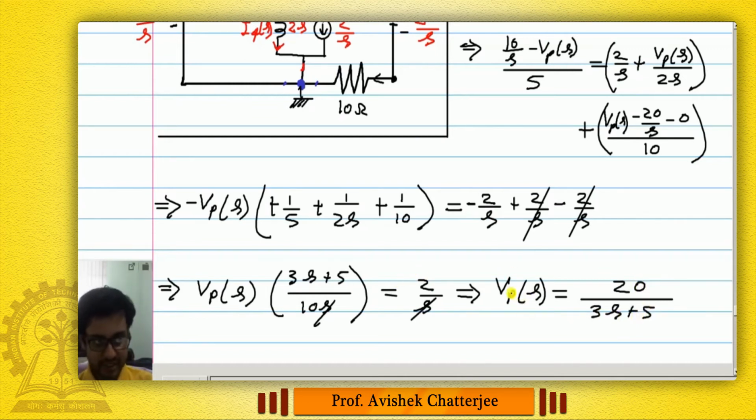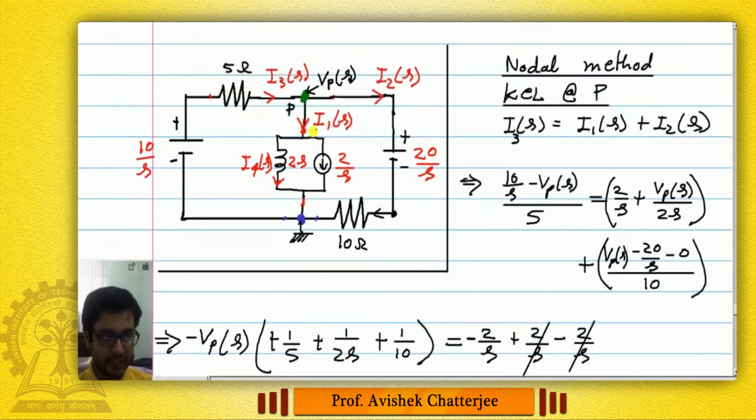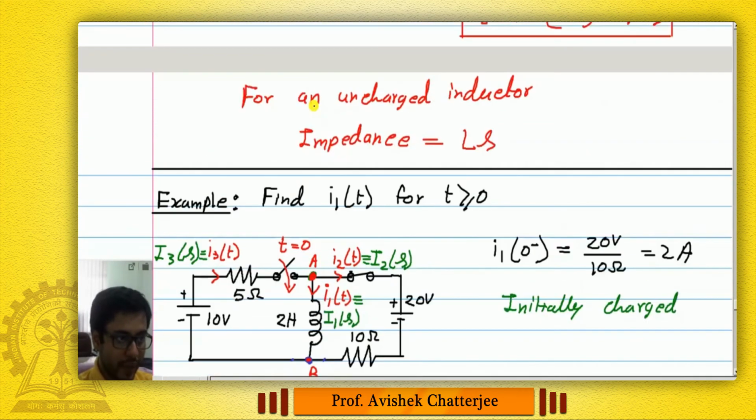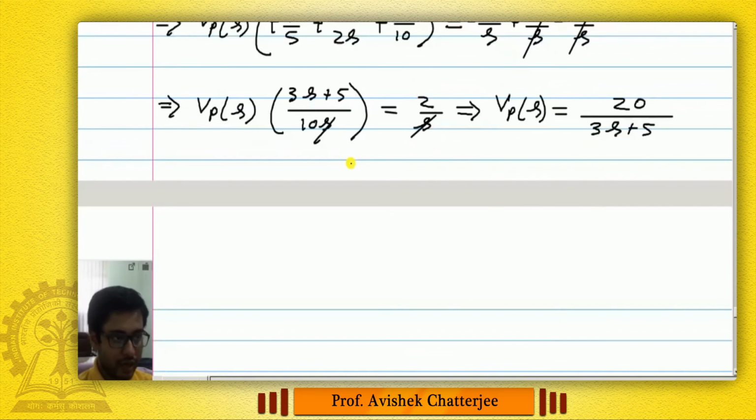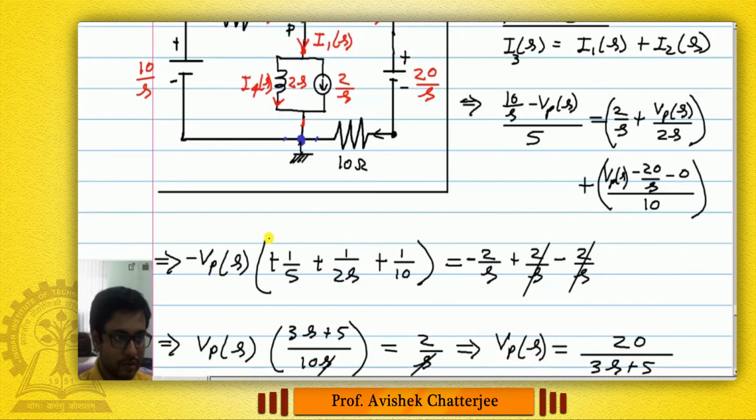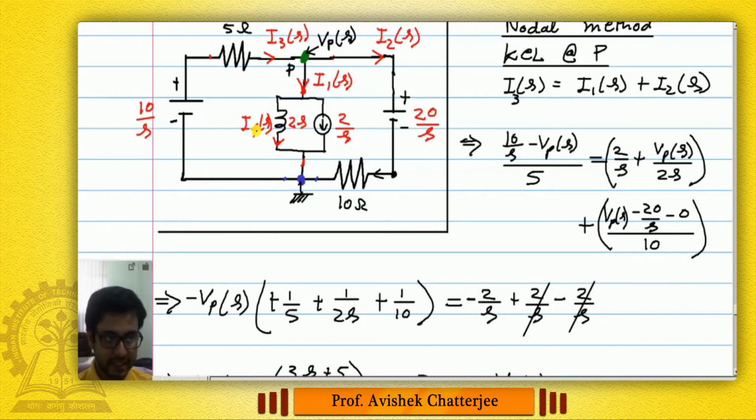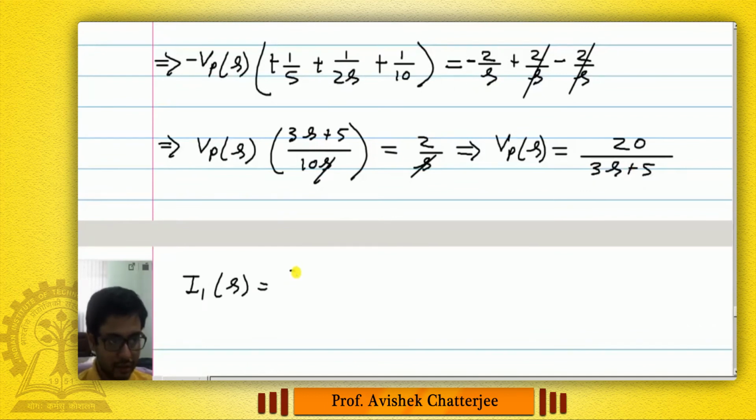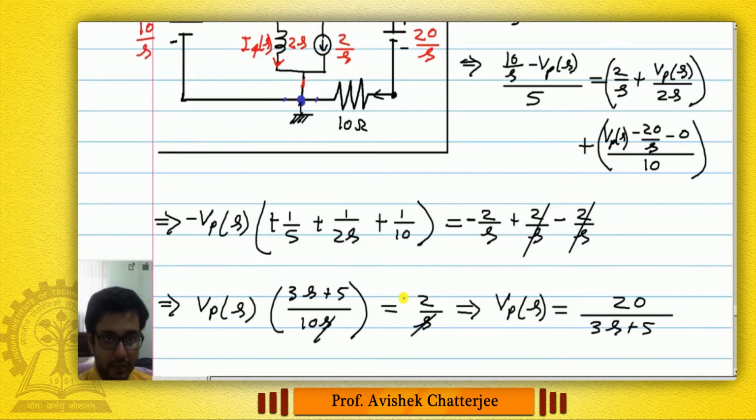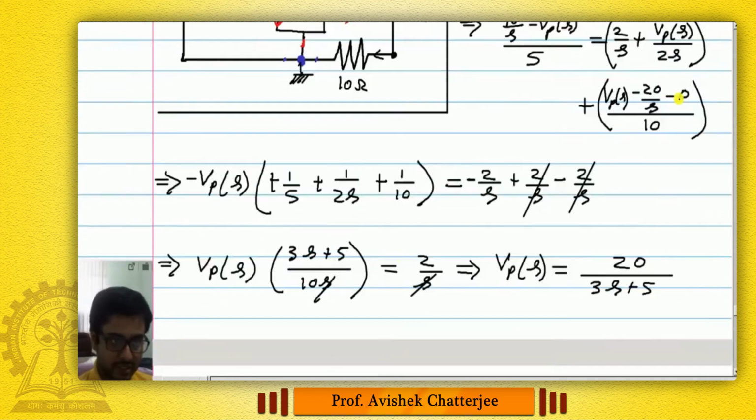So this is VPS. Now we want I1, essentially that is our problem. Let me go back. We have to find I1. So I1 is equal to, from here, 2 by S plus this Vp multiplied with 1 over 2S.